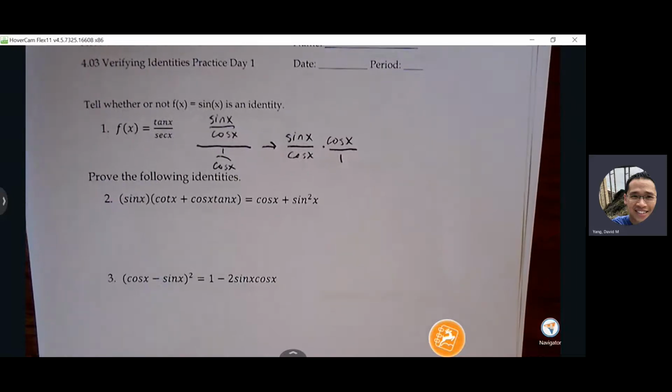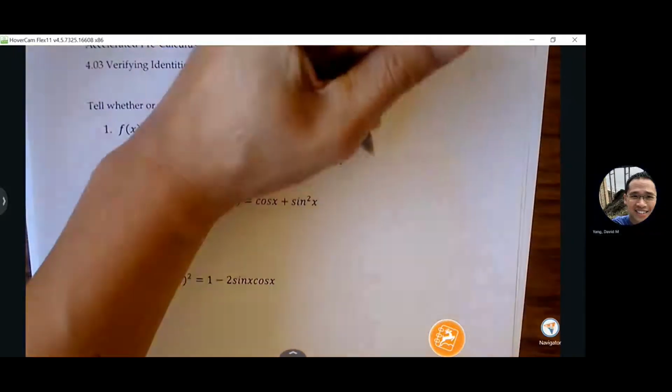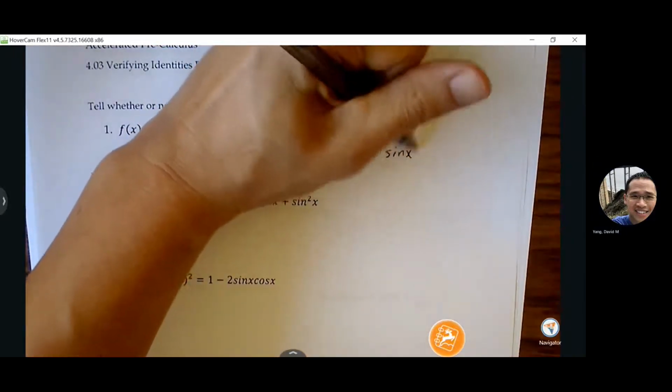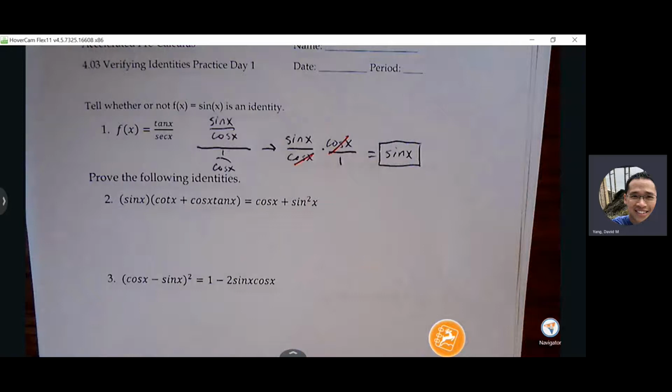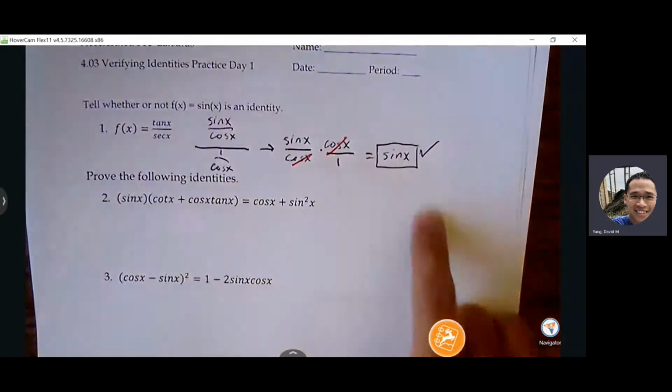All right, what happens here? Cosine goes away. We're left with sine of x. So this does prove that it's an identity because this does work out to be just sine of x.